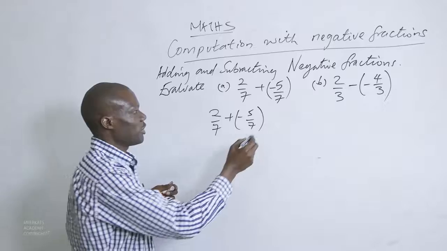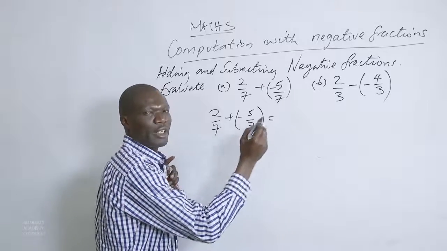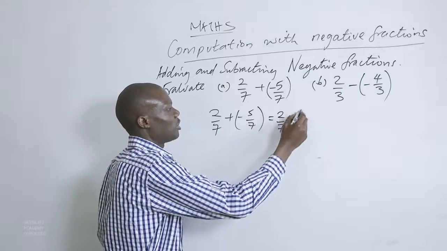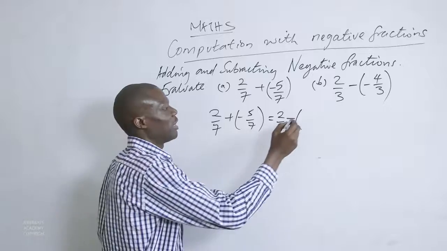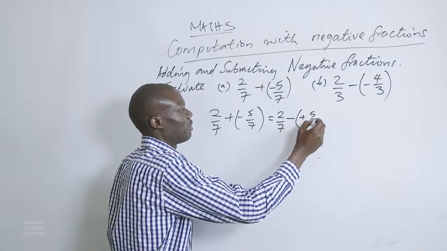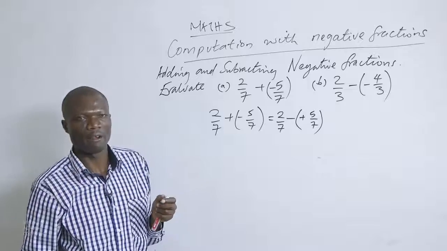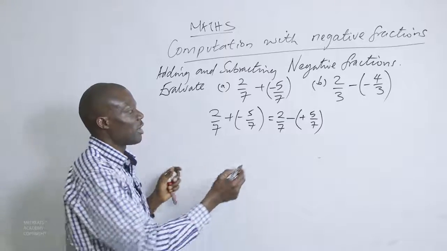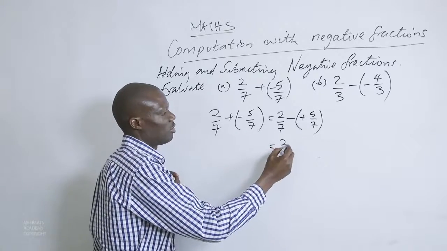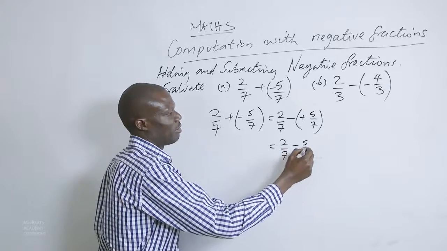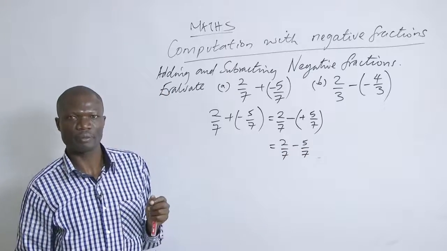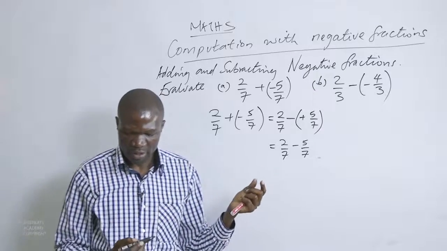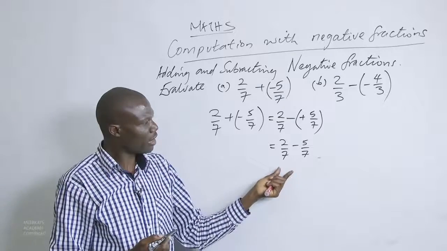So what we are trying to say here is that the case here can be rewritten as 2 over 7 subtract the opposite. The opposite of negative 5 over 7 is positive 5 over 7. Now this is a natural fraction, it's positive, so the same can now be reduced to 2 over 7 minus 5 over 7. So it has now been reduced. So we can simply go ahead and solve it.